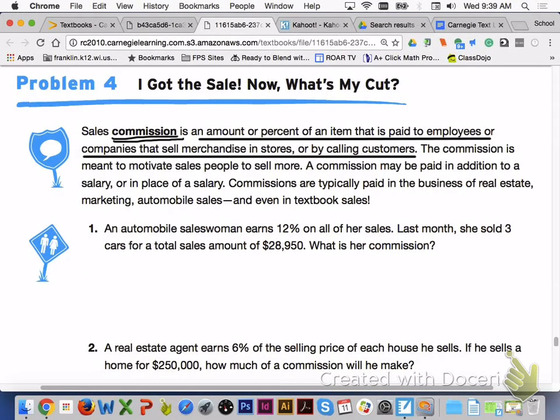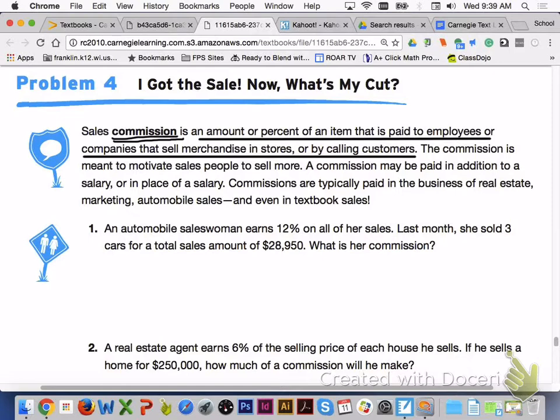Please turn to page 450, problem 4. I got the sale. Now what's my cut? Sales commission is an amount or percent of an item that is paid to employees or companies that sell merchandise in stores or by calling customers. The commission is meant to motivate salespeople to sell more. A commission may be paid in addition to a salary or in place of a salary. Commissions are typically paid in the business of real estate, marketing, automobile sales, and even in textbook sales.